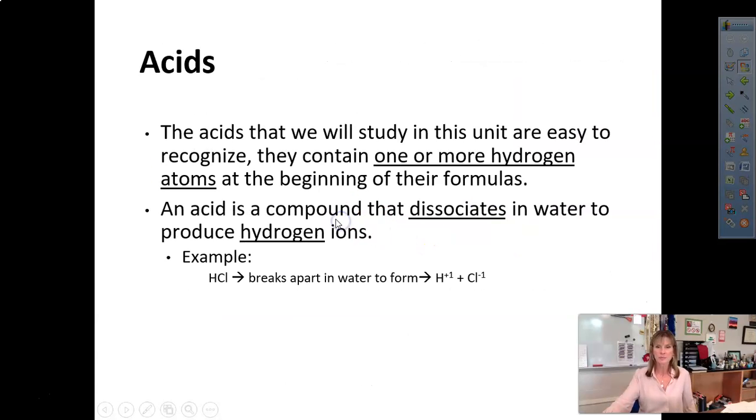All right, acids. I'm going to teach you how to do some acid nomenclature now and writing formulas for acids.